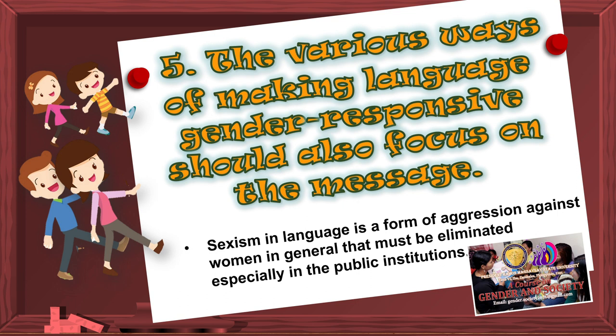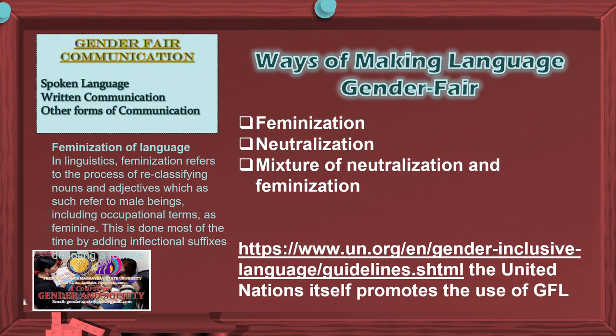So sexism in language is not merely in terms of form, but also a form of aggression towards women in general, and this must be eliminated, especially in public institutions. What are the ways of making language gender fair? Generally, there are three ways. One is feminization, second is neutralization, and third is a mixture of neutralization and feminization.